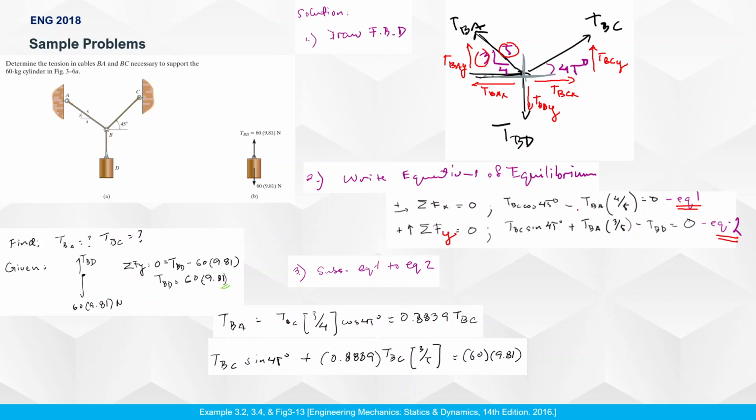Yeah, so I isolate TBA. So that's TBC cosine 45 times 5 over 4. Since if you divide it, it will basically be TBC cosine 45. So if you divide that, that will be TBC cosine 45 divided by 4 over 5. And I just got the reciprocal of 4 over 5, so it becomes 5 over 4. So you have this. And then from here, you have the value of TBA, which you can substitute to equation 2.